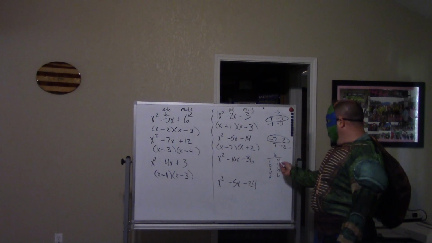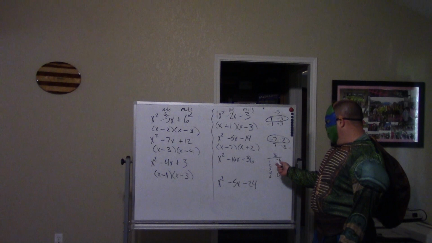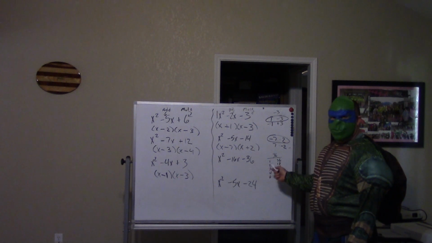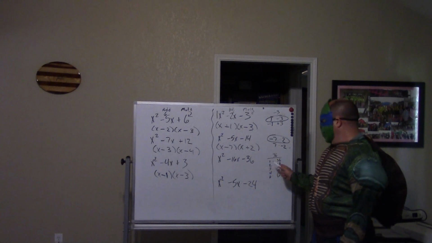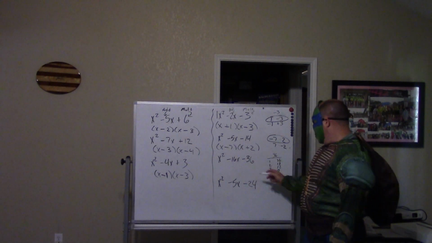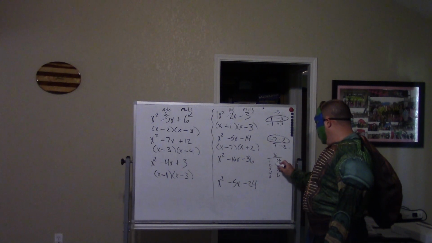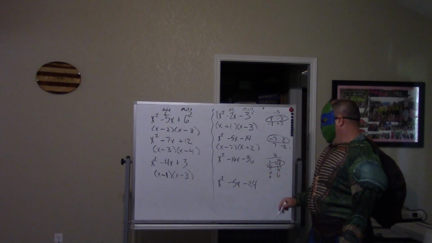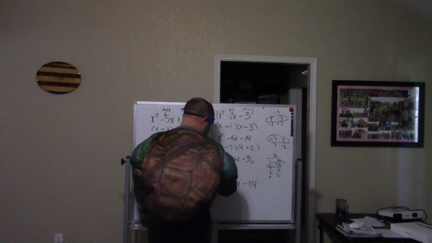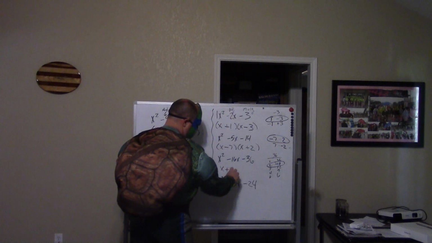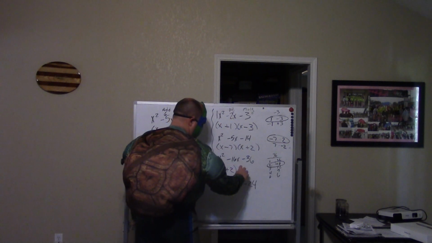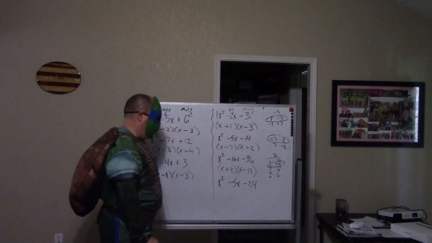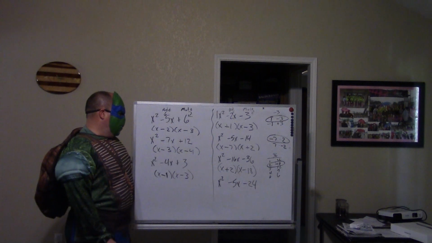Well, 1 and 36, if I subtract, I'm just going to get 35. Well, 2 and 18, if I subtract, I would get 16, which is perfect. That's what I want. But I want it to be negative 16, so I need to make the 18 negative. So I can say 2 and negative 18. So x plus 2 and x minus 18.